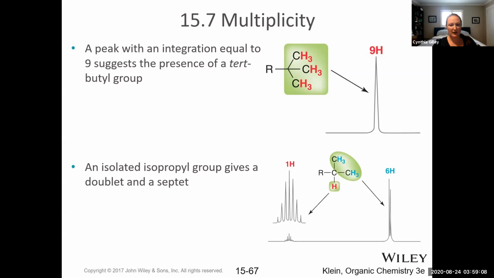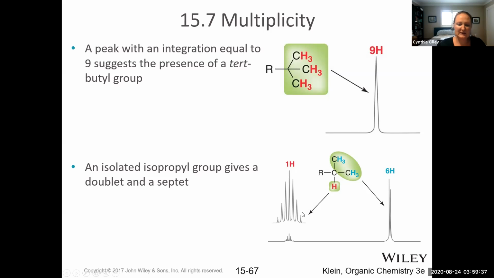Okay, and the last signal that you want to look at, or characteristic set of peaks, is a septet and a doublet. Specifically, that septet will be pretty small. You can see this is the blown up version of this, and it only integrates for 1 hydrogen. And the doublet will be pretty big because it integrates for a total of 6 hydrogens.